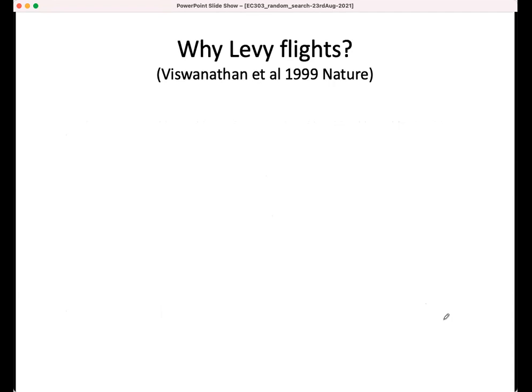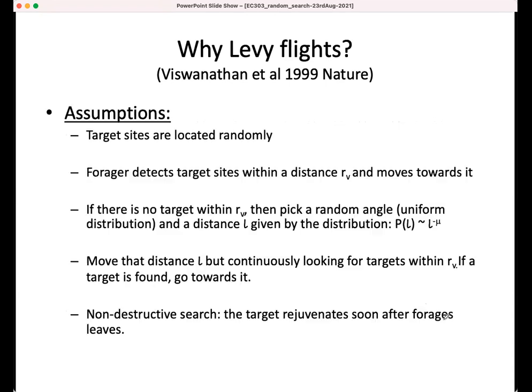And then a few years later, they tried to understand these Levy flights with more data and also more theory. First of all, they built a computational model where they assume that the target foraging sites are located randomly, and then the forager detects the target sites within some perception distance, let's call that RV, and then moves towards it.